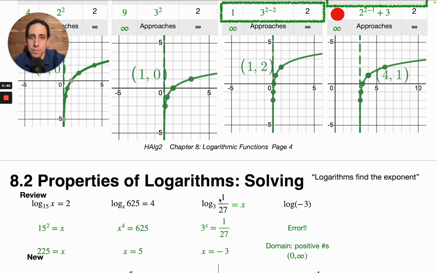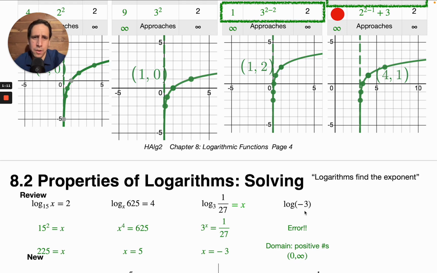Log base 3 of 1/27, let's turn that into a logarithmic equation by just writing equals x, and now that it's a logarithmic equation, you can turn it into an exponential equation. Base in the basement 3, exponent all by itself, x, equals 1/27. Well, 3 times itself 3 times is 27, so 3 to the negative 3 must be the reciprocal, 1/27.